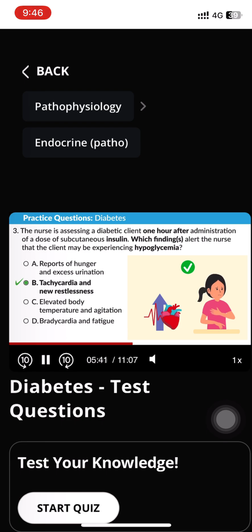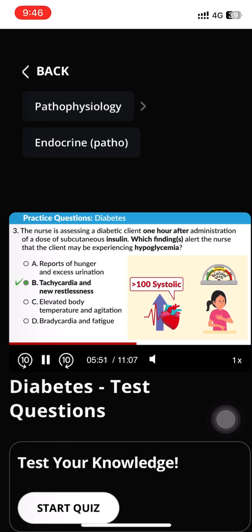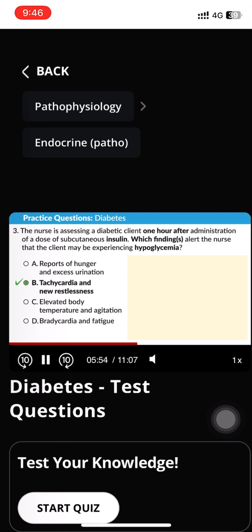Yes, this is the most correct. Remember, tachycardia is that fast heart rate over 100, and new restlessness, as clients typically get anxious and tremble from that low sugar. Now, option C is incorrect.